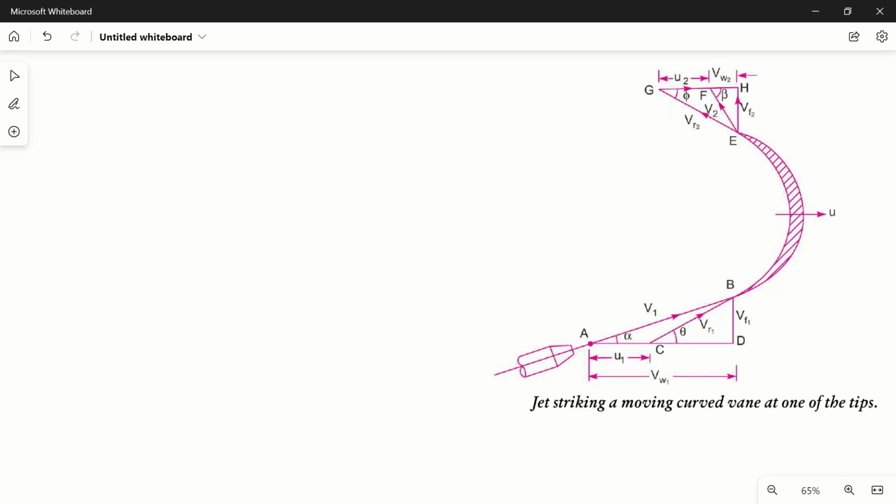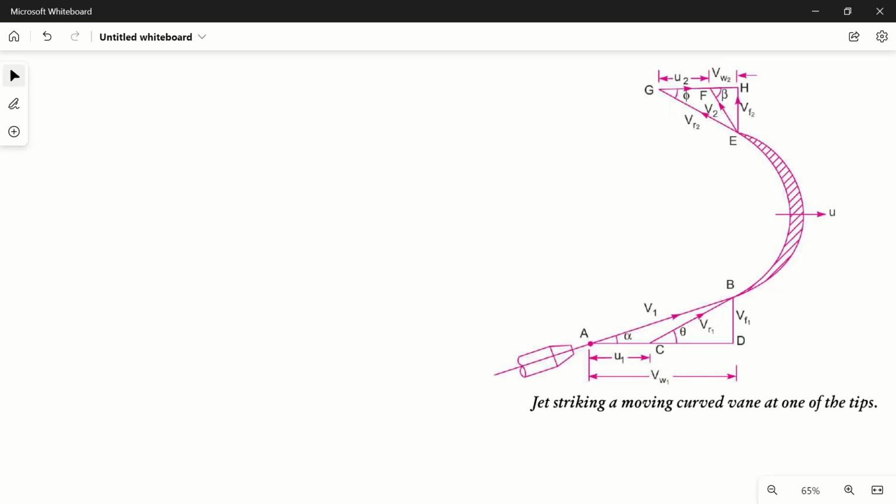This water jet is striking this blade in a tangential direction, and VR1 is the relative velocity with which this jet is striking this blade. Why VR1? Because this jet is striking with the absolute velocity V1, but this blade is also moving with a velocity U. So the effective or relative velocity with which this jet is striking this blade is VR1. So VR1 is the relative velocity at inlet. Similarly, VR2 is the relative velocity at outlet.